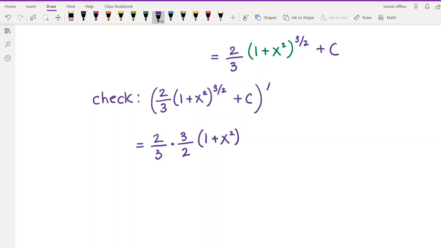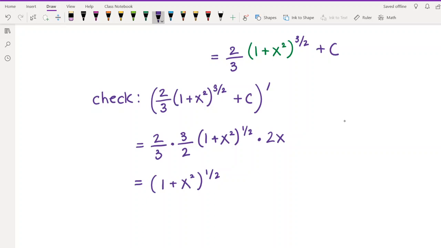And then the new exponent would be 1/2, right? Because you subtract 1 from the exponent when you're taking the derivative. But then you have to multiply by the derivative of the inside function, because this is a chain rule derivative. The derivative of the inside function would be 2x. Altogether, the 2/3 and the 3/2 cancel out, and you would be left with 1 plus x squared to the 1/2, which is the same as the square root of all that, times 2x.